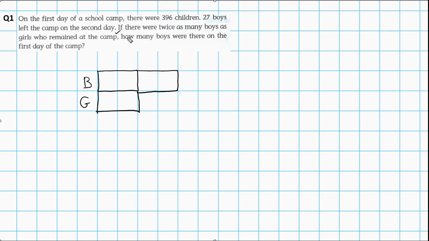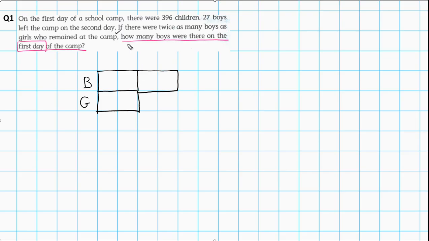But what are we asked? This is the question here. We also have to keep an eye on what the question is. How many boys were there on the first day of the camp? Now, this is a model of the second day. What did it look like on the second day? What happened to get to this point?